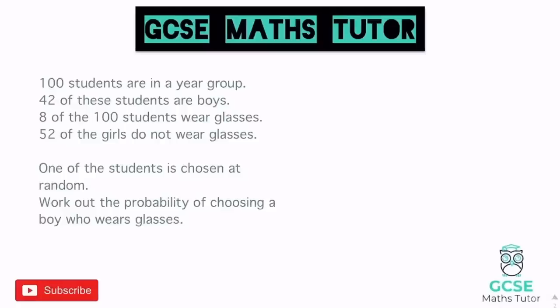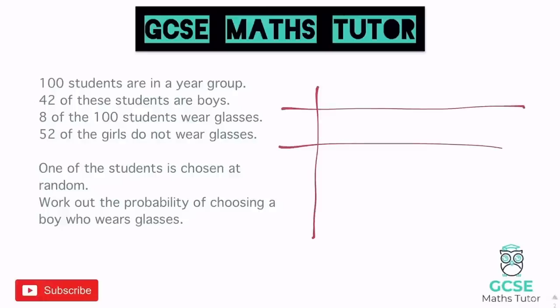Okay, so we've got a lot of information here. 100 students are in a year group, and then we've got some information about whether they wear or do not wear glasses. And it wants us to work out the probability of choosing a boy who wears glasses. And when you've got a lot of information like this, I like to organise it in a two-way table. So I'm going to put this all into a two-way table. Again, you could use a frequency tree, but I'm just going to opt for using a two-way table.